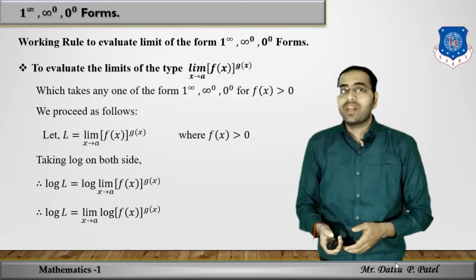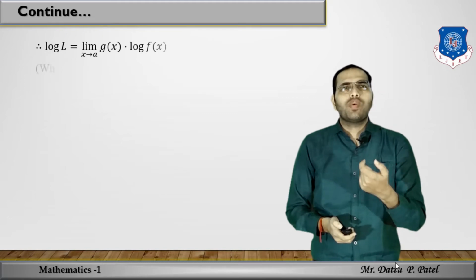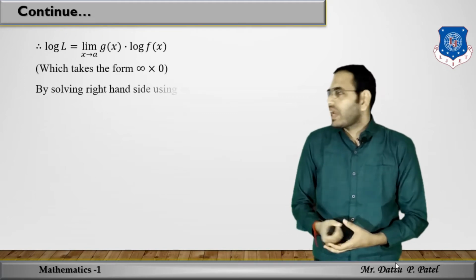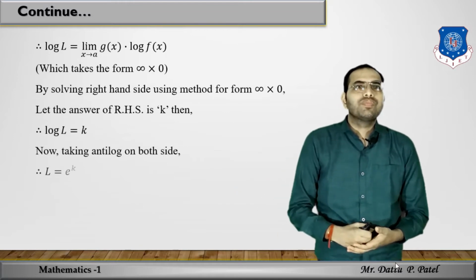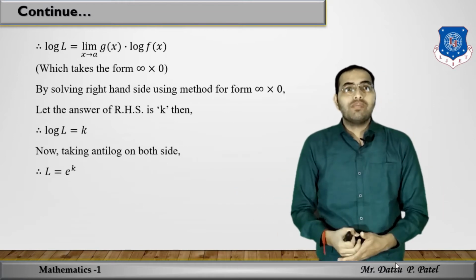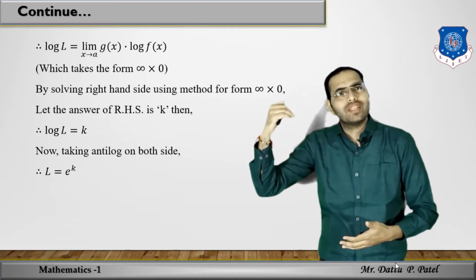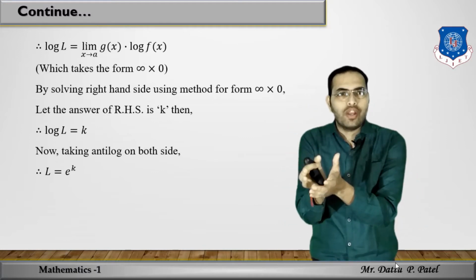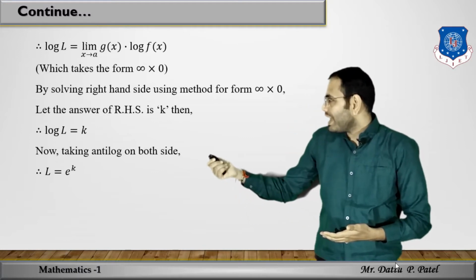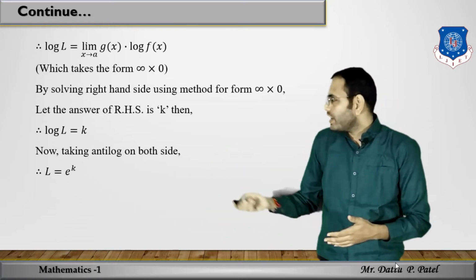Then according to the properties of logarithm, g of x comes out, then limit x tends to a, g of x into log of f of x, that is our 0 into infinity form or infinity into 0 form. Then converting by the same methods as above, 0 into infinite, and solving and simplifying that term, our RHS becomes some finite value. That means log L equals k. Now taking anti-log on both sides, it becomes L equals e raised to k.